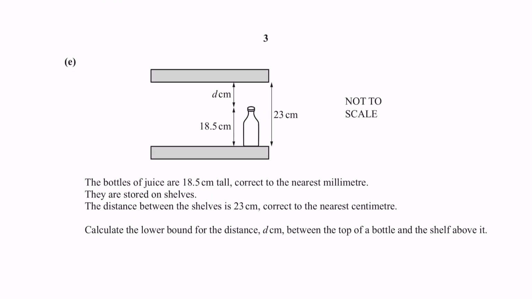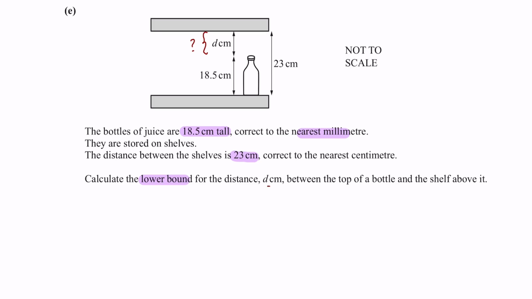Question E. The bottles of juice are 18.5 centimeters tall, correct to the nearest millimeter. They are stored on shelves. The distance between the shelves is 23 centimeters, correct to the nearest centimeter. Calculate the lower bound for the distance between the top of a bottle and the shelf above it. So this is the distance that we are looking for.